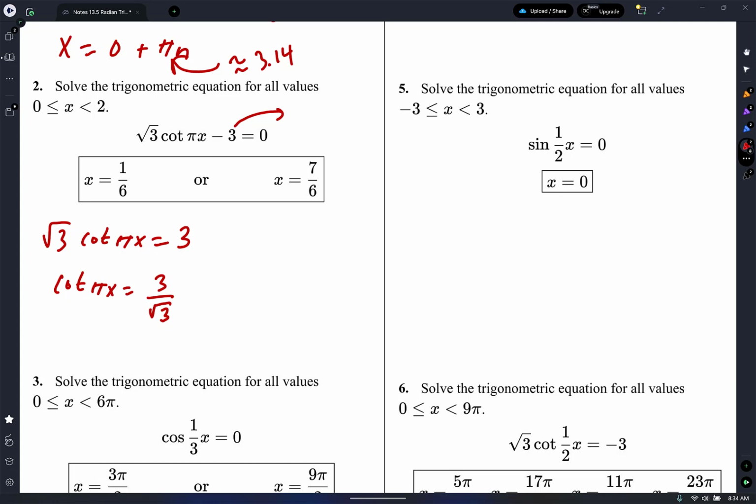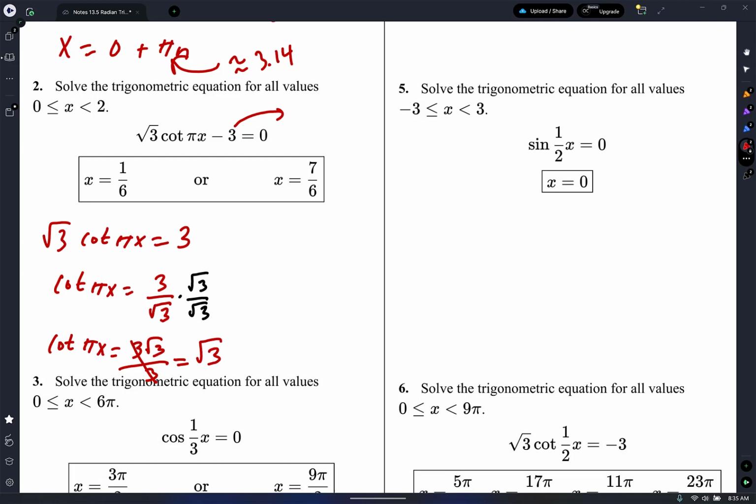I would probably rationalize it here. So multiply it by the square root of 3 over the square root of 3. And here's what you get. Cotangent pi x equals 3 square root of 3 over 3. The 3's cancel out, and you just get square root of 3. And I'm going to slow down.